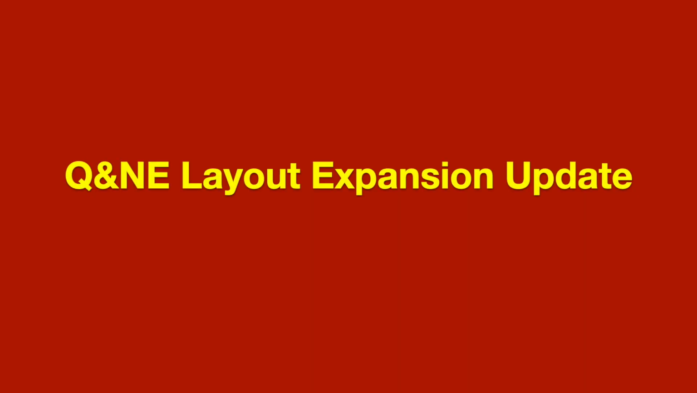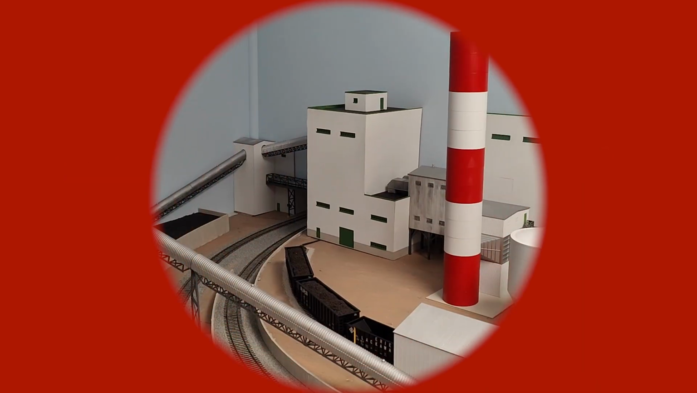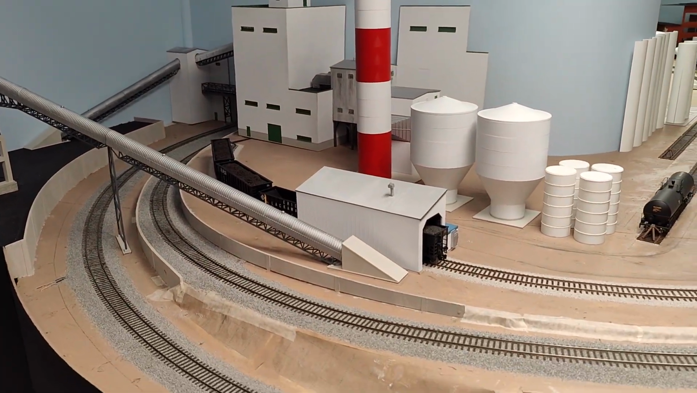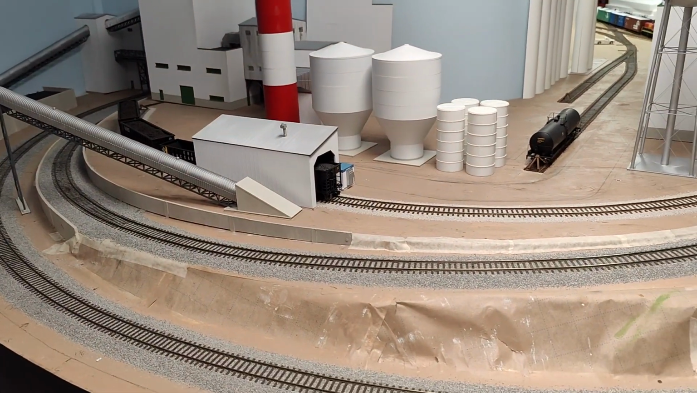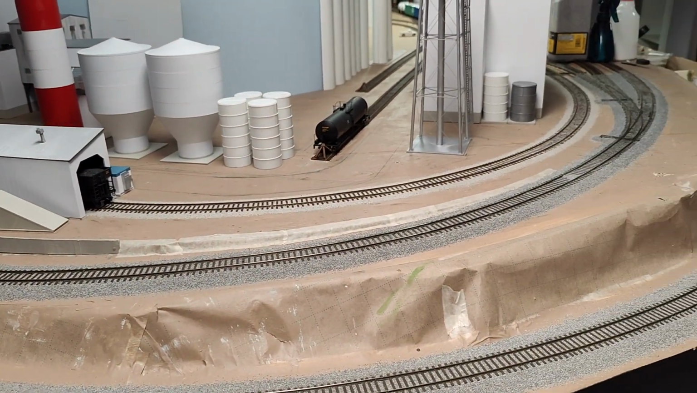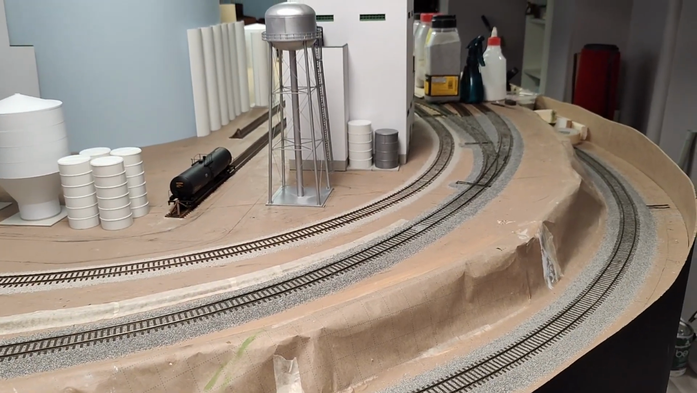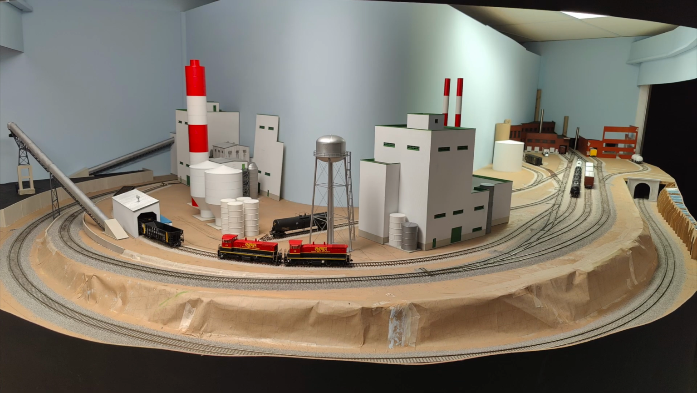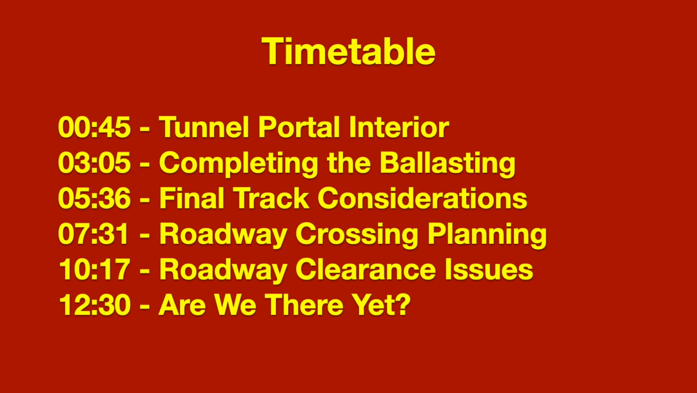Welcome to another Q&NE layout expansion update. In our last update, we had a bit of a mixed bag of different updates, but the primary one being that we had started ballasting and we got the main line done and the lead up to the yard done as well. In this update, in addition to showing how all the ballasting is now completed, we will also take a look at some specific areas where we had challenges or changes that need to be made to make way for the next stage in the layout development, the addition of roadways.